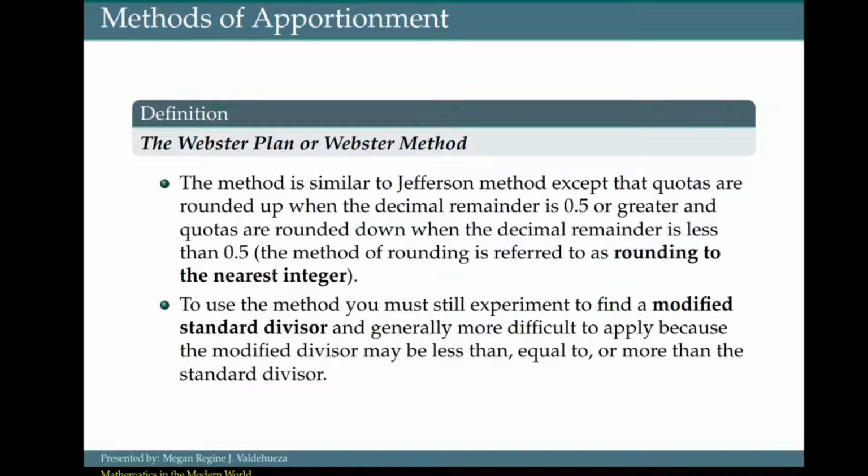To use the method, we must still experiment to find a modified standard divisor. In Jefferson's case, at least the first adjustment will always be to make the divisor smaller. But in Webster's method, the modified divisor may be less than, equal to, or more than the standard divisor.